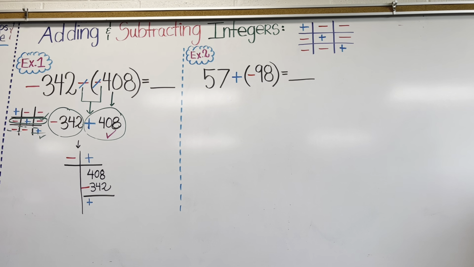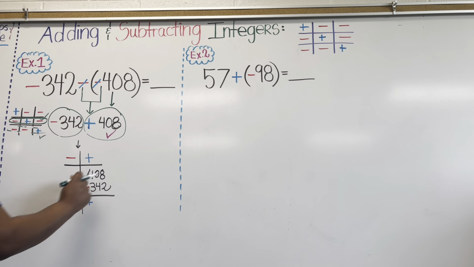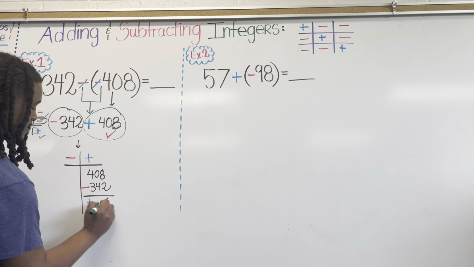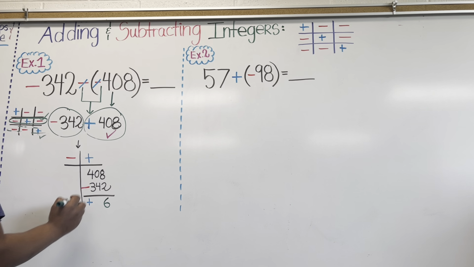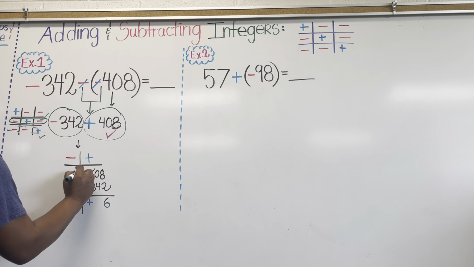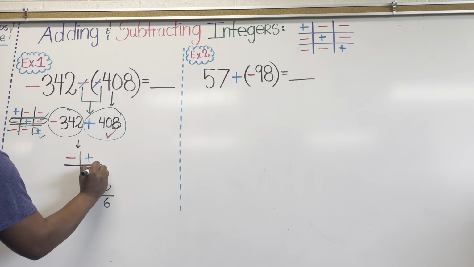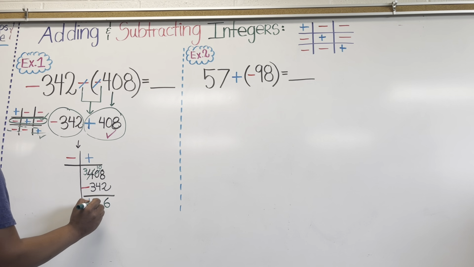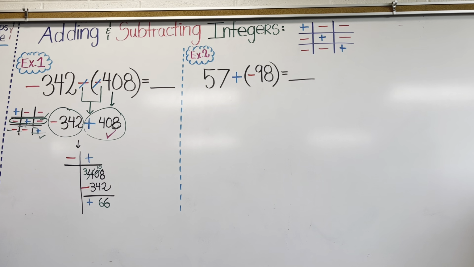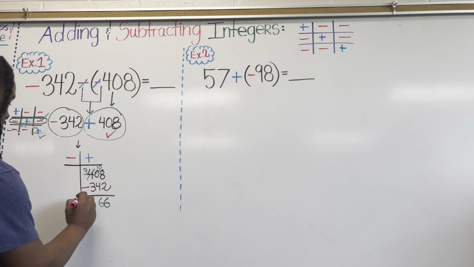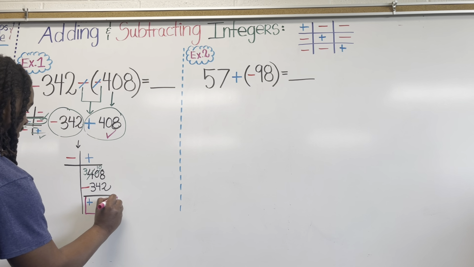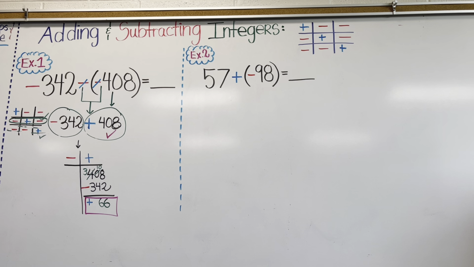But I know that I need to subtract. So now, let's go ahead and subtract. 8 minus 2 is 6. I can't take away 4 from 0, so I'm gonna have to borrow from the 4 in the hundreds place and make that be 3, and then make 0 be 10. 10 minus 4 is 6, and 3 minus 3 is 0. So my answer, guys, would be a positive 66.